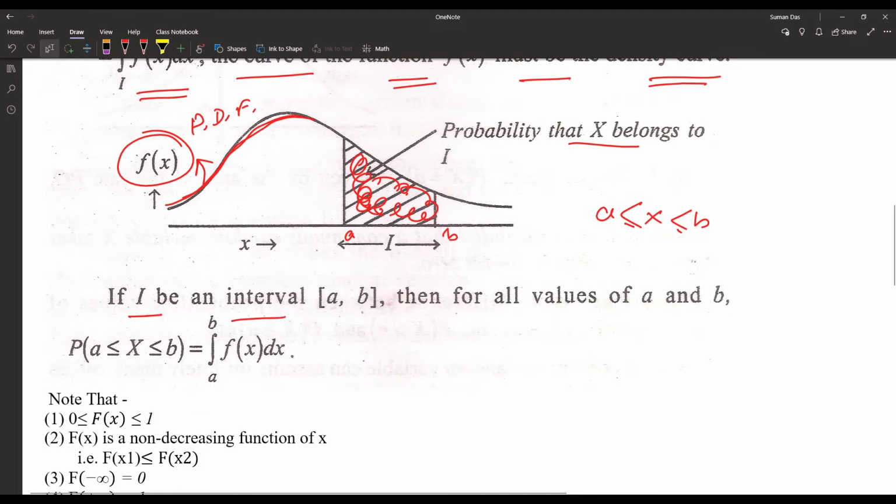If I is an interval AB, then for all values of small a and small b in that range, the PDF is giving us that total as 1.